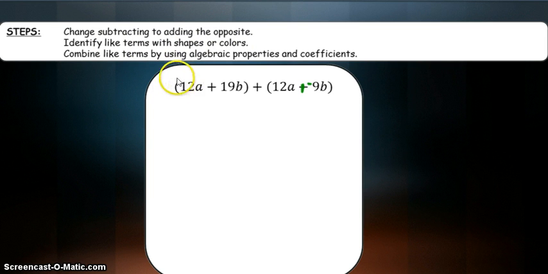Okay, so we have 12a. I'm going to put a box around that one. And we have 12a. I'm going to put a box around that one. We have 19b. I'm going to put a circle around it. And negative 9b. Put a circle around it. We're going to then want to use our algebraic properties.